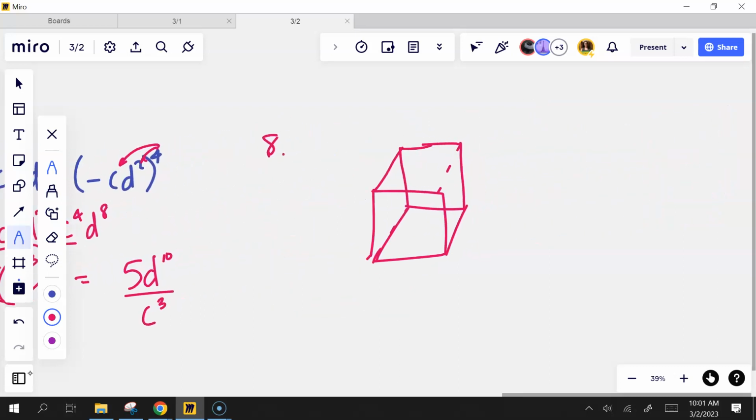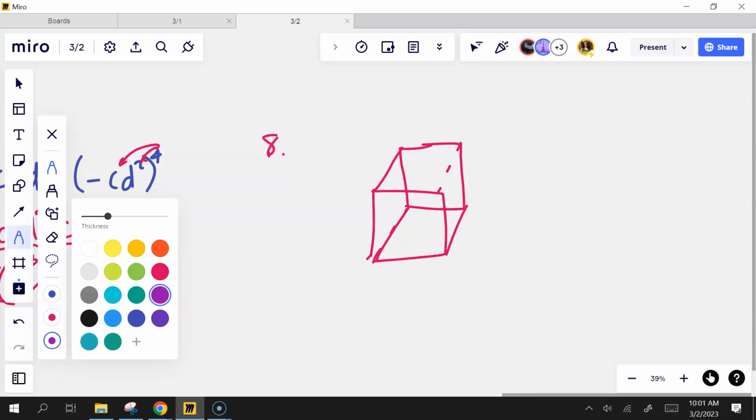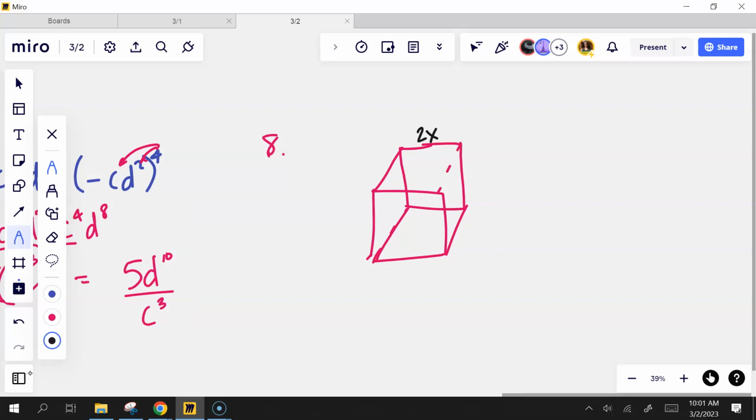Number 8 asks us about a cube, and it says that the side length of a cube can be represented by the expression 2x to the 5th. If we double the side length, we'd be timesing by 2, right? So the new side length would be 4x to the 5th. So if we double the side length, write an expression to represent the new volume.